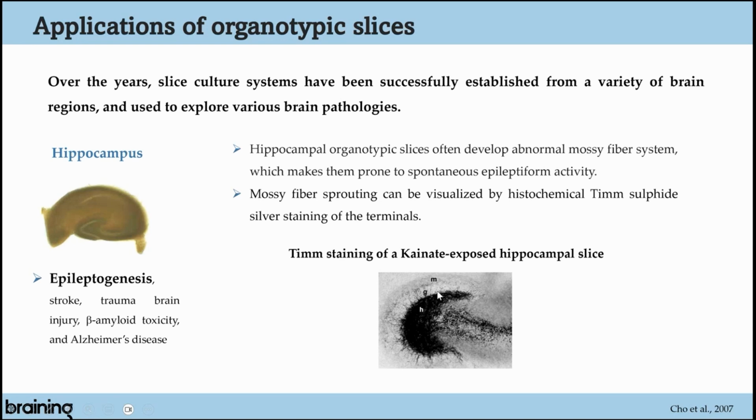And you can see that when treated with kainate, you have this strong TIM staining that goes here in the dentate gyrus. So mossy fibers are basically the axons that project from the granular cells of the DG to the pyramidal cells of the CA3 region. So here you have the DG, and then you have all this highly strong TIM staining. And we have a piece of this in the hippocampal organotypic slices.